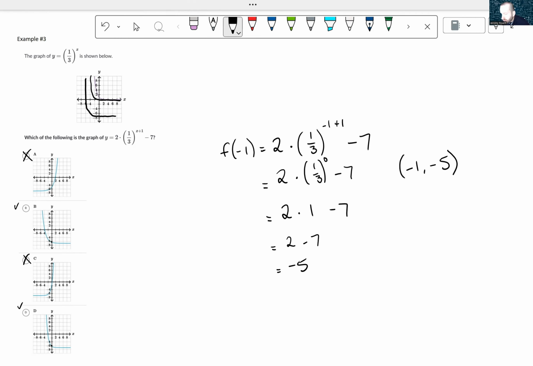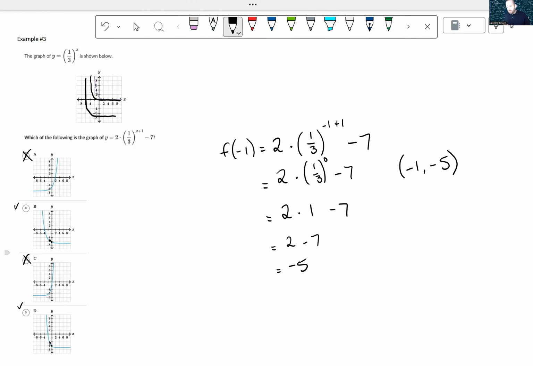That looks more like that. Those both also might be on the graph. Let's see here. So -1, -5. That would be about here. And this is -1, -5. So those both look like they're on the graph also.